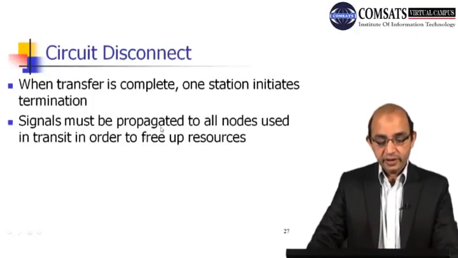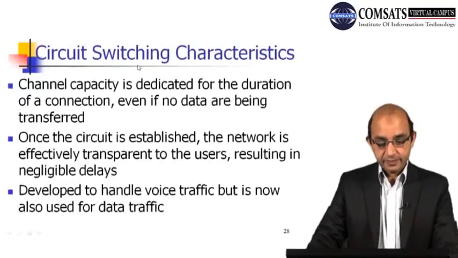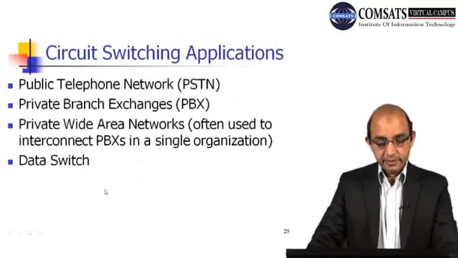So multiplexing is also one of the key elements of circuit switching, and then circuit disconnect. We have a lot of different parameters associated with circuit switching characteristics, such as channel capacity. Once the circuit is established, the network is effectively transparent to the users, resulting in negligible delays. As the dedicated link has to be established between one leg and the other leg, we have very little delay. These are the applications: the public switched telephone network, private branch exchanges, and private wide area networks. These are used to connect PBXs.